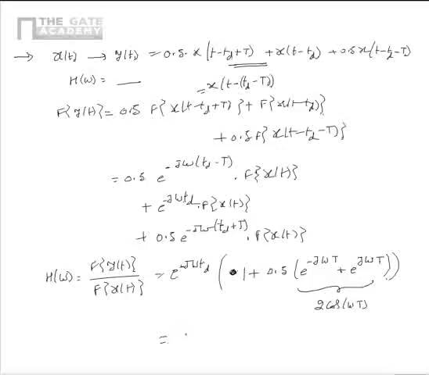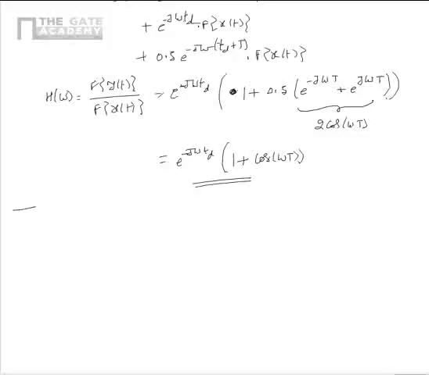From this we can simplify the system function as e power minus j omega td multiplied by 1 plus cos of omega T. So the system function, which is H of omega equal to Fourier transform of y of t divided by Fourier transform of x of t, can be written as e power minus j omega td multiplied by 1 plus cos omega T.